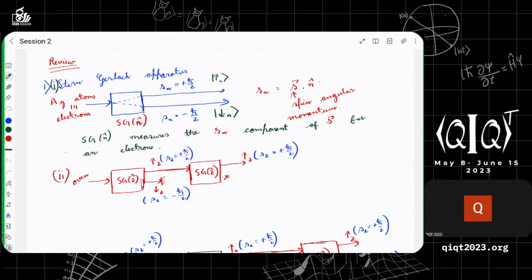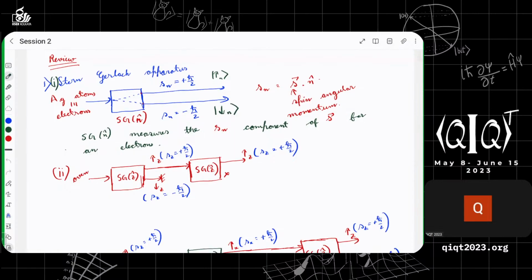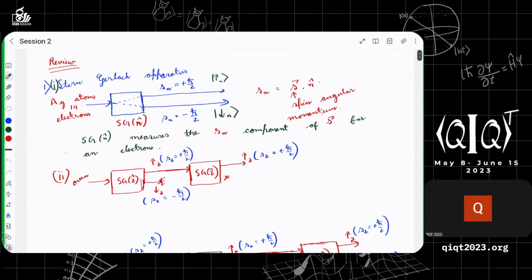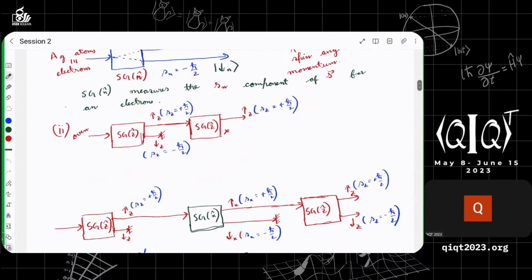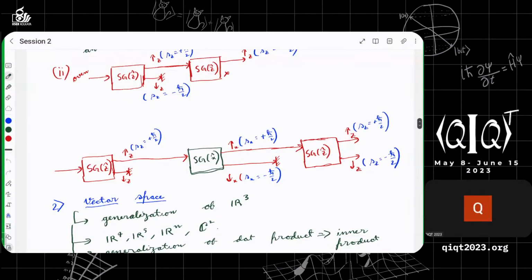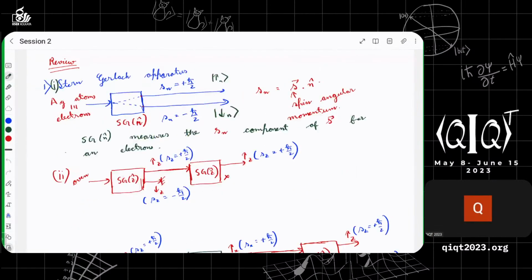Right. So last day we learned a little bit about the Stern-Gerlach apparatus and vector spaces, and we learned about vector spaces in a very informal way. So in the first few minutes, let's recap what we have done till now.